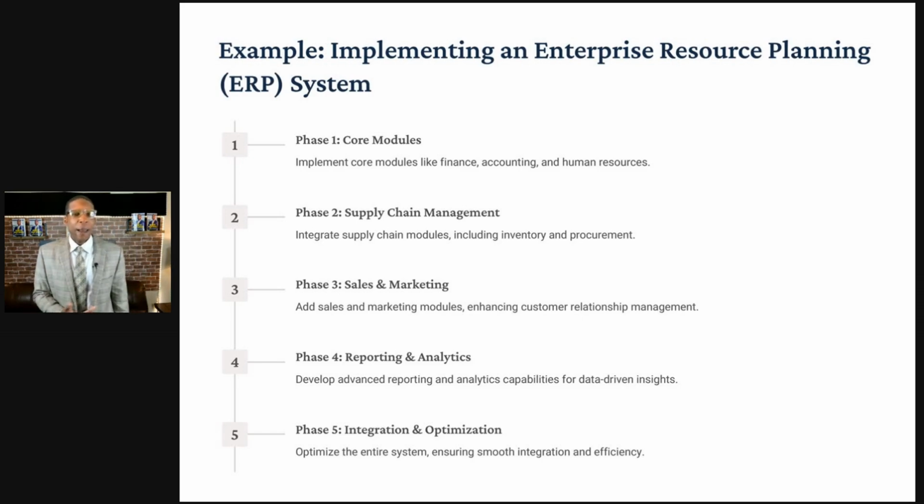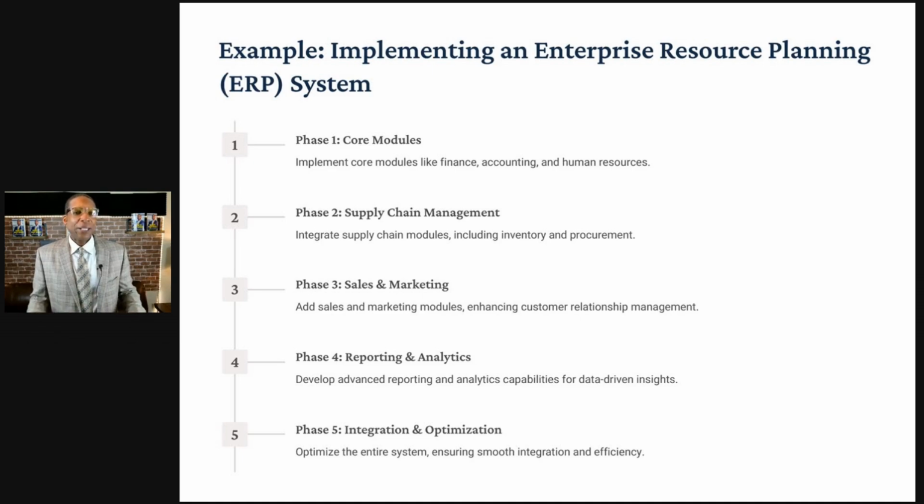Now, let me give you an example of this. Implementing an enterprise resource planning system. We know we use a lot of acronyms in our world. So ERP is the acronym. There are 5 phases in this particular approach. So we have the core module. We implement core modules like finance, accounting, and human resources.